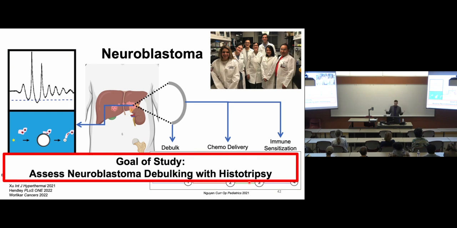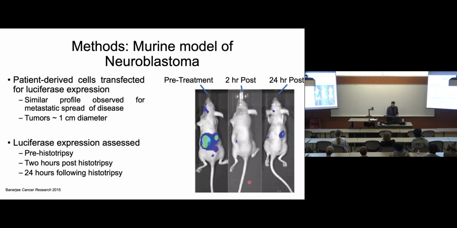For our initial study, we just wanted to assess what happens to neuroblastoma tumors after histotripsy, this mechanical ablation. In order to do this, Sonia has this great orthotopic neuroblastoma model. We basically inject neuroblastoma cells into the kidney of the animal. They're luciferase expressing, meaning that you can visualize them under bioluminescence imaging. That's basically what we did. We used bioluminescence imaging to indicate the degree of tumor burden either prior to treatment, just after treatment, or one day later. So you're looking here at the intensity of the color scale.